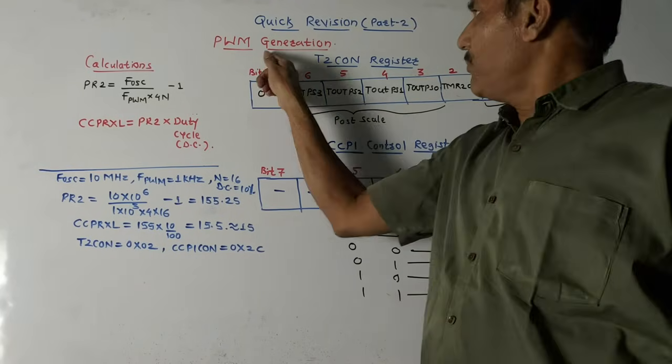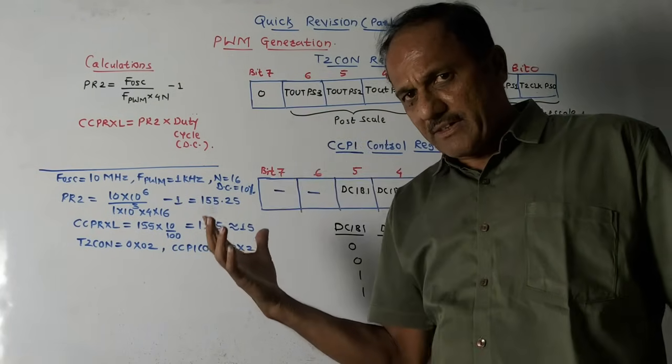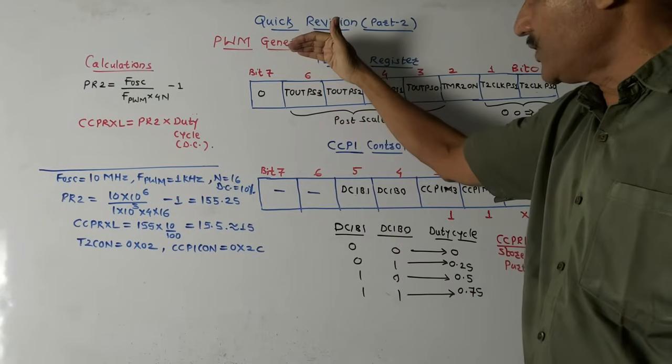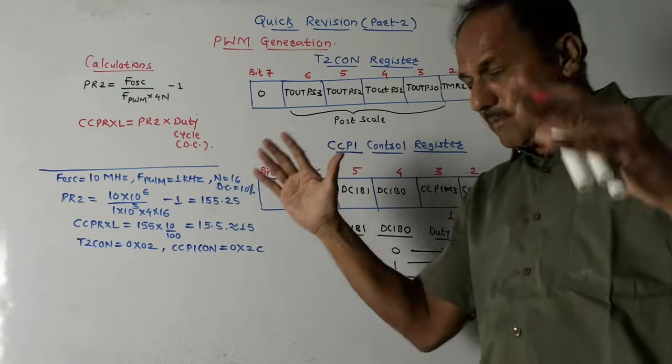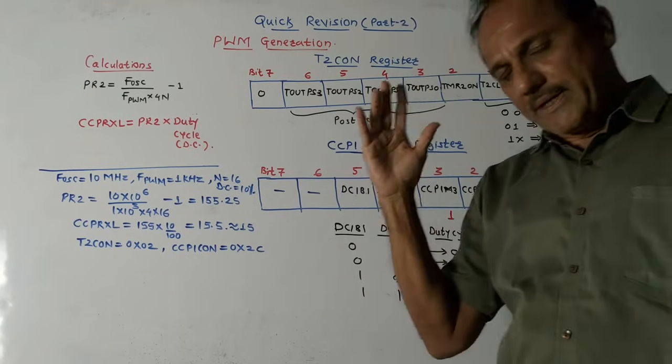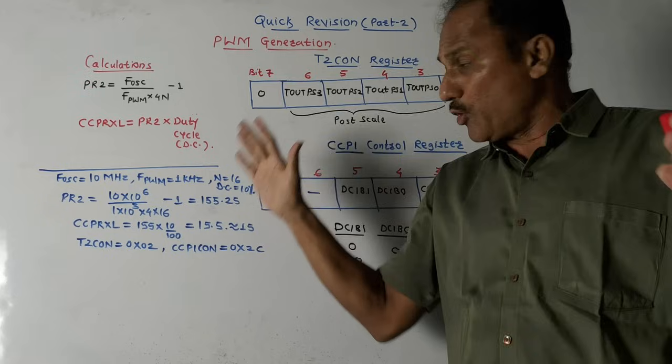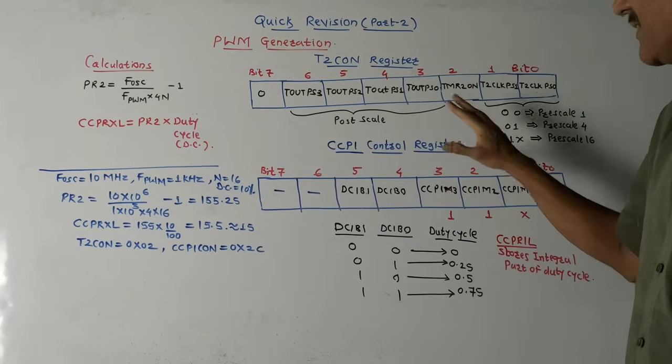Next is PWM generation. We can expect one code, one program related to this PWM generation. देखो ये बहुत simple है, सिर्फ limited चीजें आप लोगों को याद रखनी है. You will be in a position to attempt any program, so please do not skip such topics.